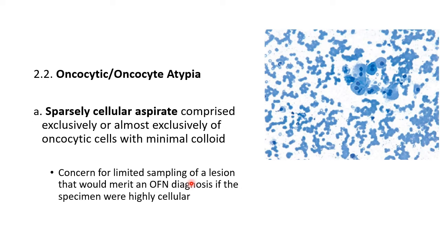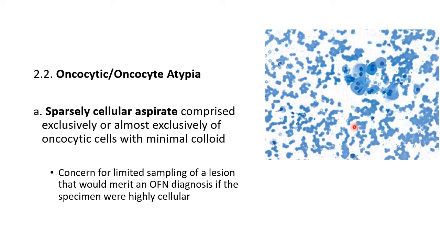Then the second type of atypia in the others category is oncocytic atypia. Oncocytic atypia means the presence of oncocytes. Here also you can have several scenarios. First is presence of a sparsely cellular aspirate. So you have some oncocytic cells, the cellularity is low, but whatever cells are there, they are comprised exclusively of oncocytic cells, and there is minimal or no colloid.